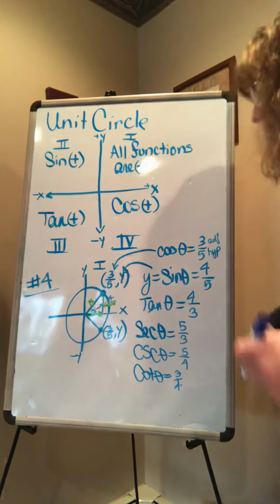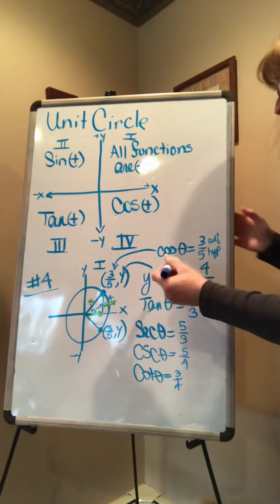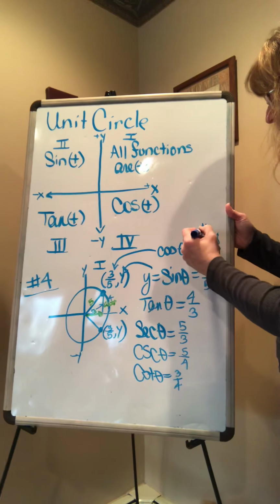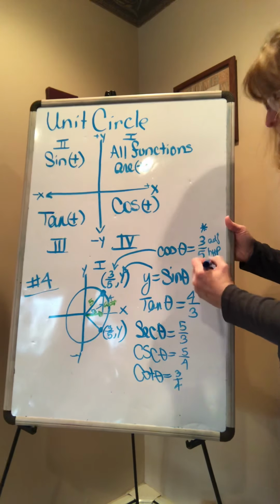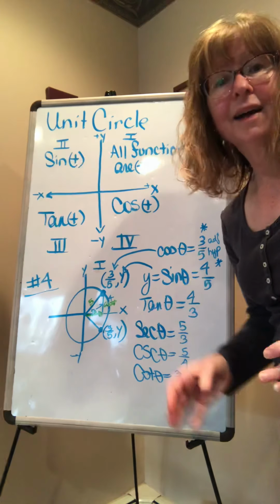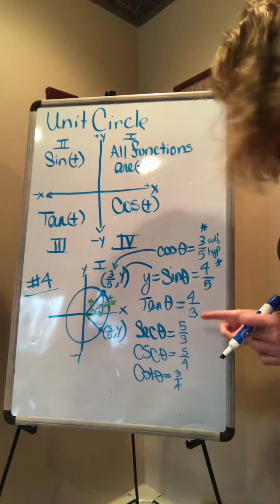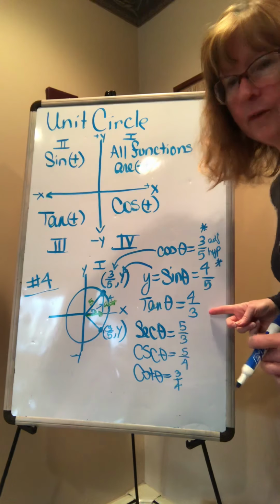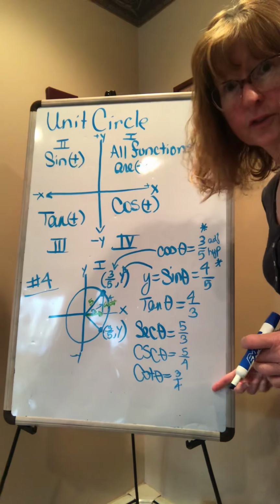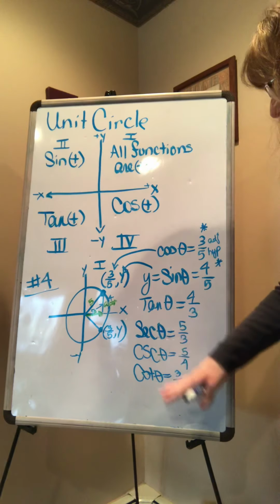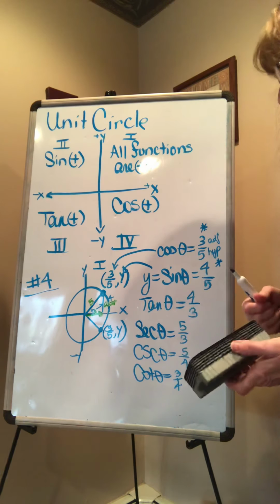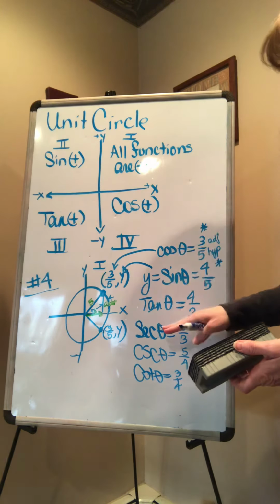Now, the one thing I want you to truly notice today, cosine and sine have to be proper fractions. You cannot have cosine and sine if the top is not smaller than the bottom. However, tangent doesn't have to follow that rule, and neither do the reciprocals. So this was everything that would happen if I was in quadrant 1.